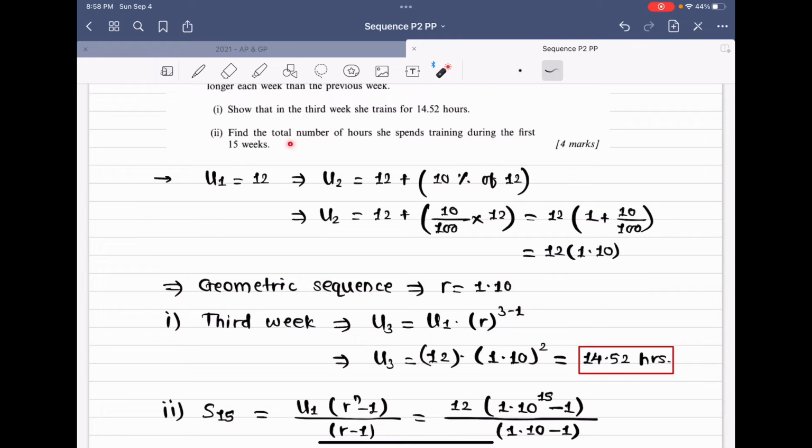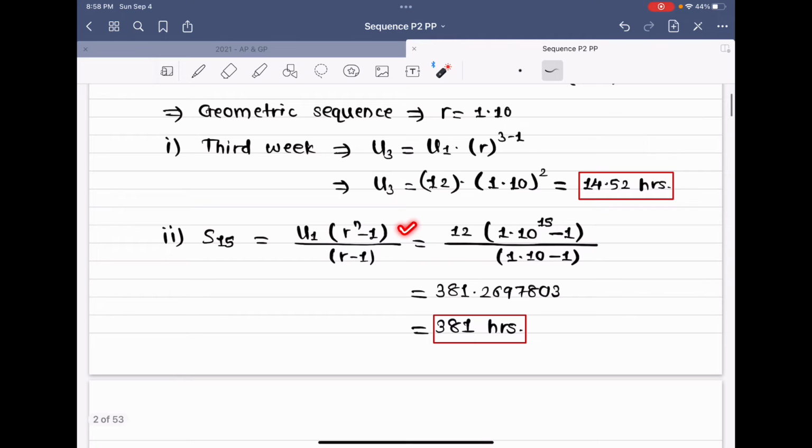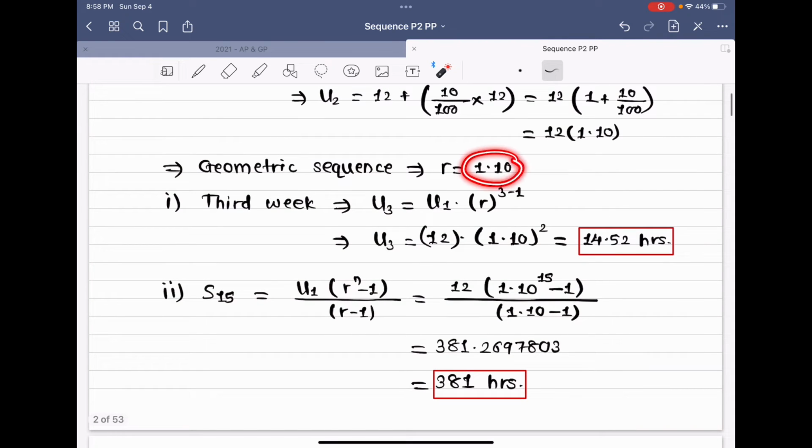Now find the total number of hours she spends training during the first 15 weeks. Total, so that means it's a sum. Geometric, so this is the formula. In the formula booklet, they have given Sn is equal to u1 times 1 minus r raised to n over 1 minus r. I'm using r raised to n minus 1 over r minus 1 because I know my r is 1.10, which is greater than 1. So I subtract 1 from the bigger quantity. You can write 1 minus r raised to n, and you have to write down here also 1 minus r. It's the same thing.